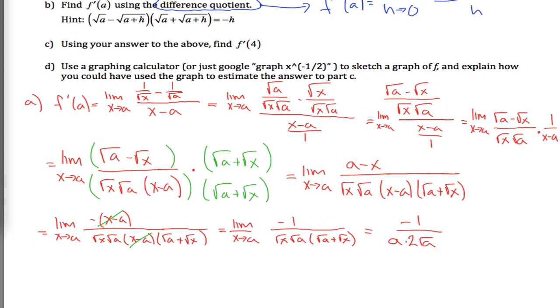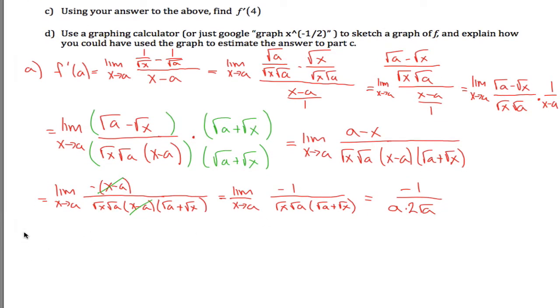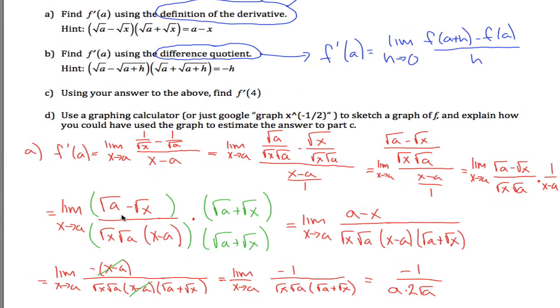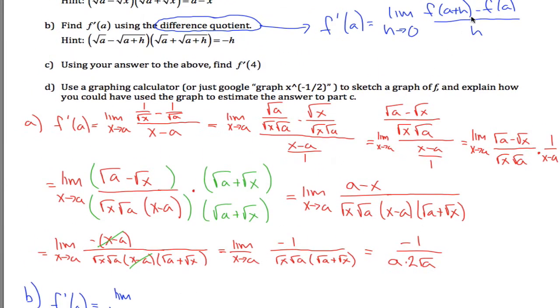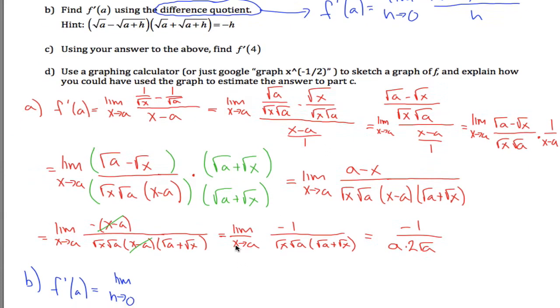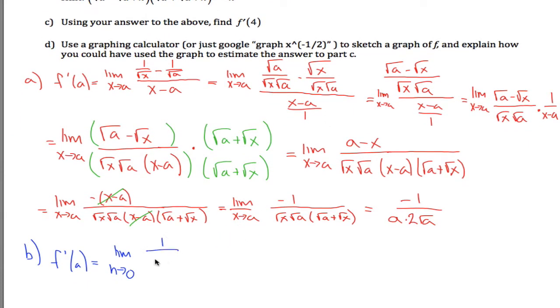Okay, I should probably speed up because that is already 8 minutes and I've only done part A. So part B says do the same thing, except now use the difference quotient. Fine, I'll do it. I'll even do it quicker. It's going to be the limit as h approaches 0 of, well, let's see, I got my difference quotient here. F of a plus h, that's 1 over the square root of a plus h, minus f of a, 1 over the square root of a, divided by h.